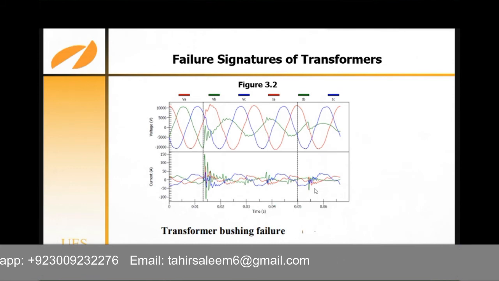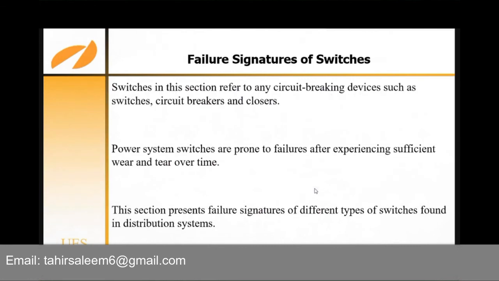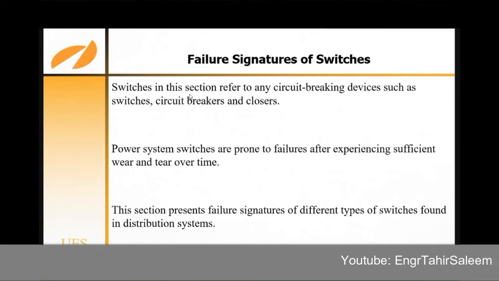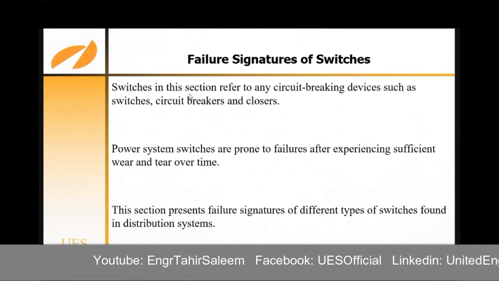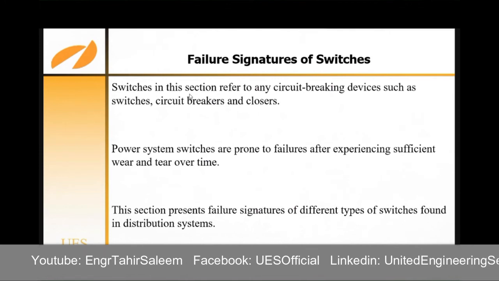Okay, and this has caused the bushing failure, due to the bushings, as shown in the feeder reading. Now, switches in this section refer to any circuit breaker, switches, reclosers, or whatever. And this does not only cover circuit breakers or reclosers, but every type of switching that is included in the power system.